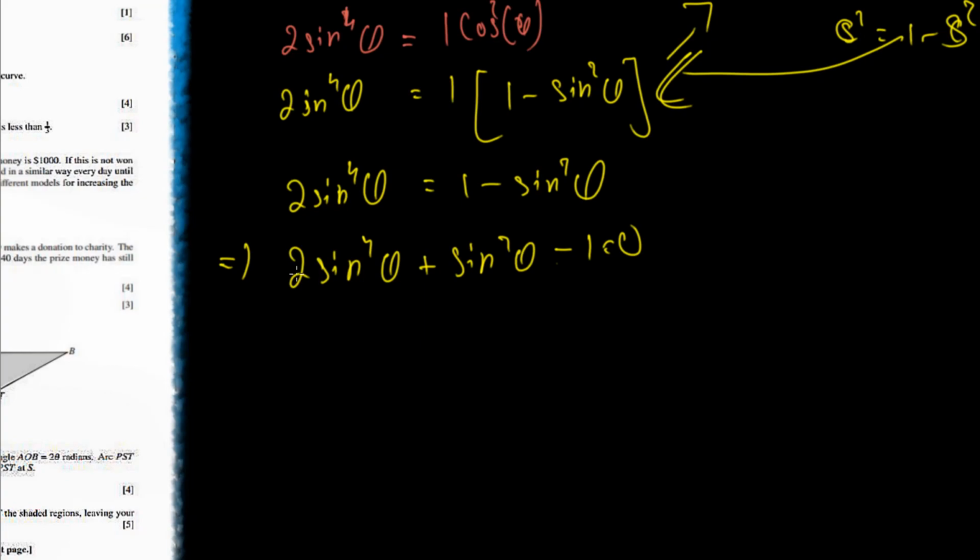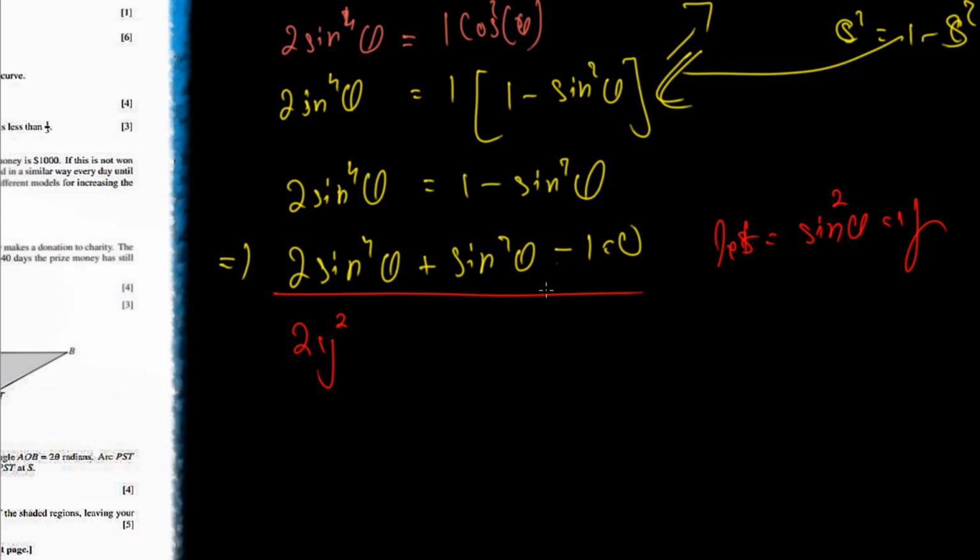So we have to solve this equation. We have a quadratic equation over here. I can convert it into a quadratic equation if I let sine square theta be equal to y. Therefore this will be 2y square plus y minus 1 is equal to 0. All I'm doing is substituting y for sine square, and then plugging back in, so that it is essentially a quadratic equation. Now I'll solve it like any other quadratic equation.